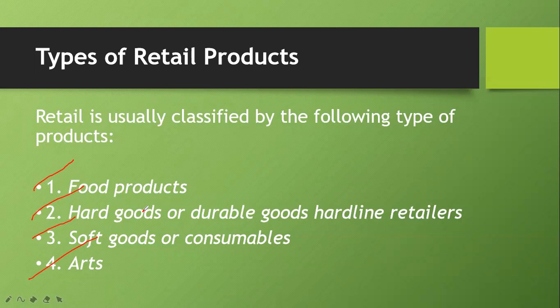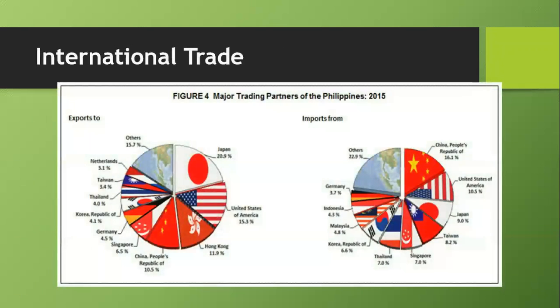Next, guys, is the international trade. In international trade, because we are a member of the United Nations, there are also a lot of countries investing in our country, and there are also a lot of export and import processes and trading partners in the Philippines. Way back in 2015, according to the Philippine Statistics Office, we have exports too.